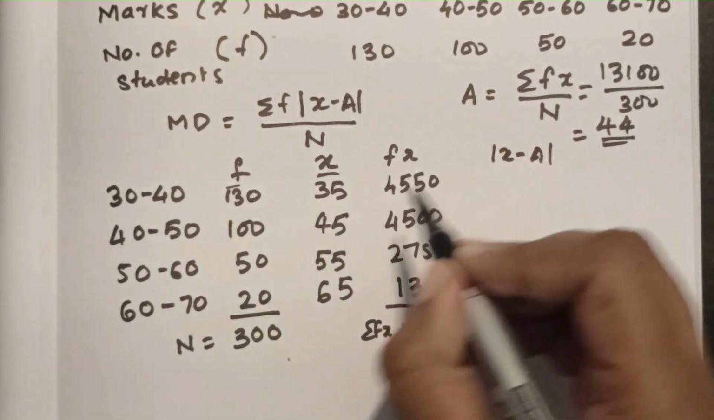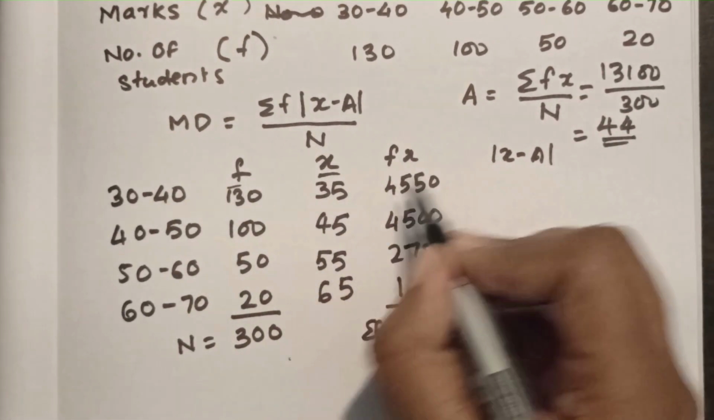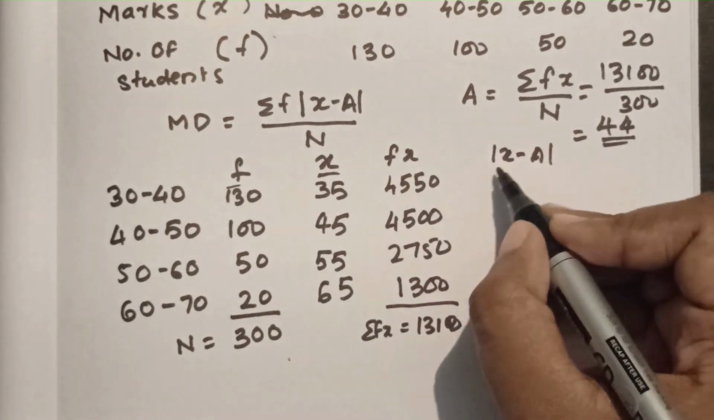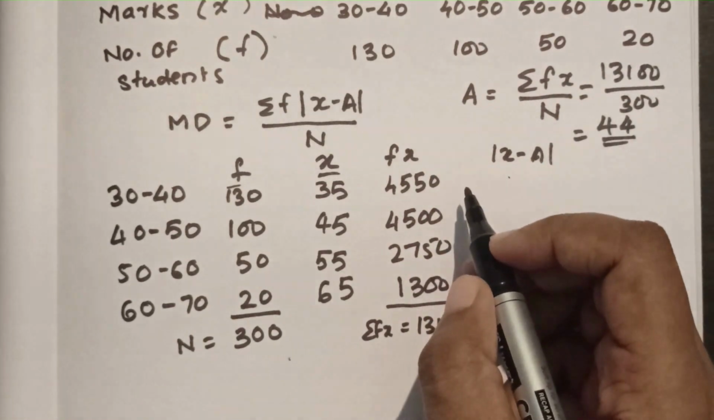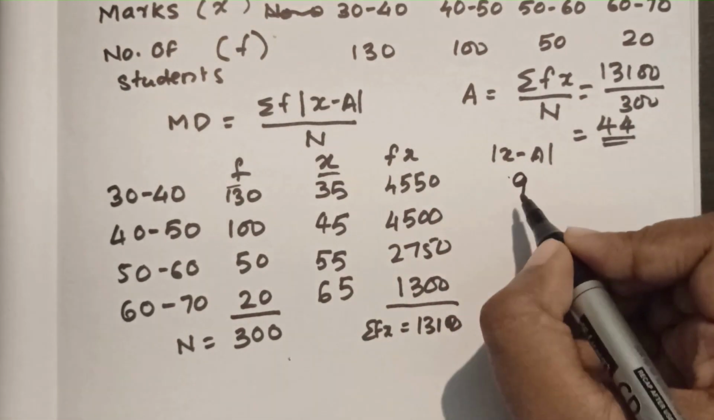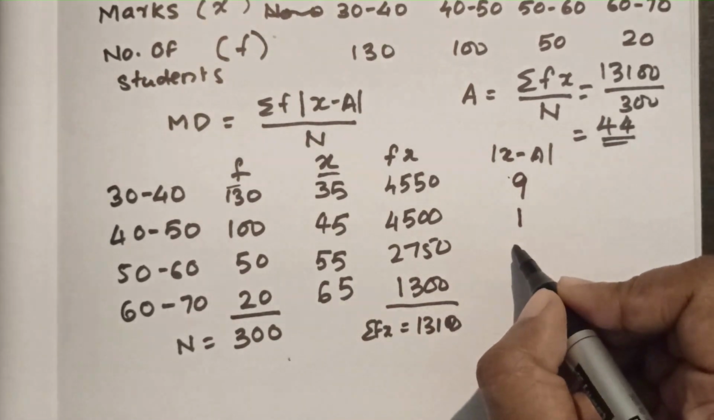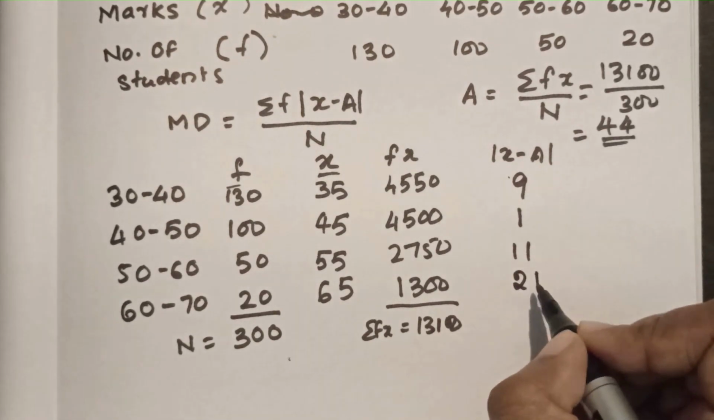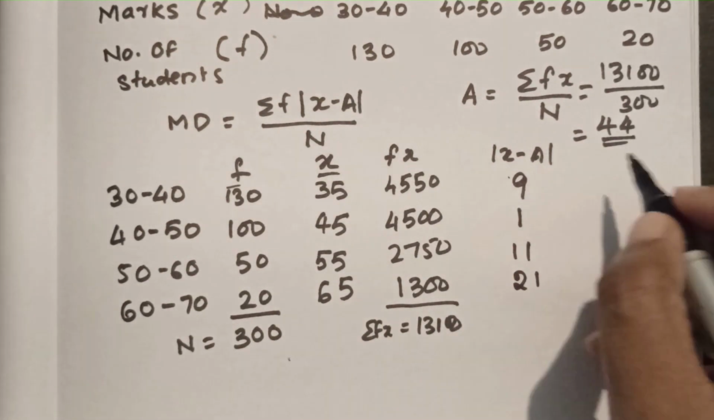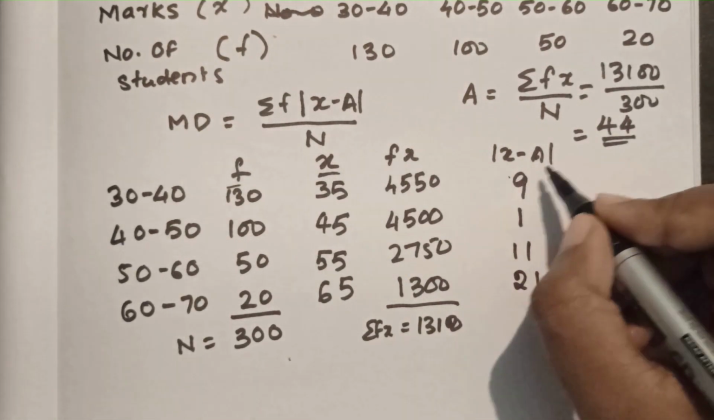Now x minus a, x is here and a is here, 44. So that means 35 minus 44. And we are taking the absolute value. Absolute value means we are ignoring the negative sign. So 35 minus 44, we are getting 9. 45 minus 44 is 1. 55 minus 44 is 11. And 65 minus 44 is 21. Okay. Now we got the absolute value of x minus a.